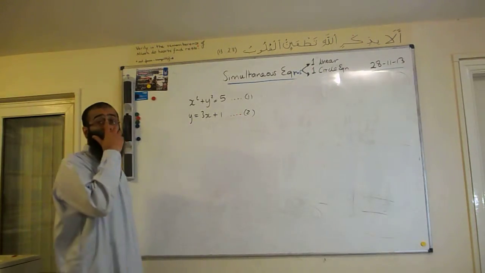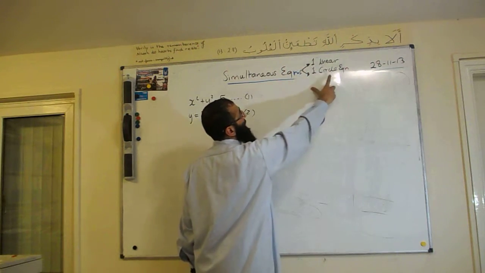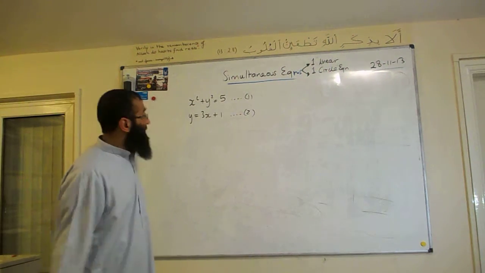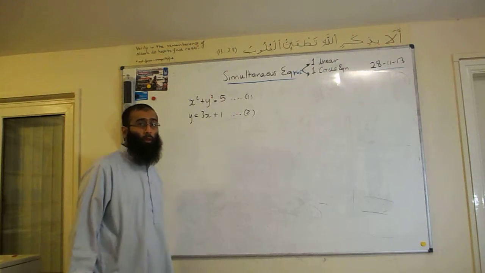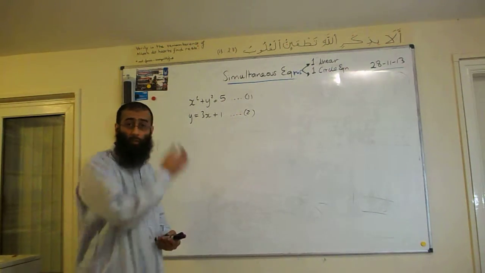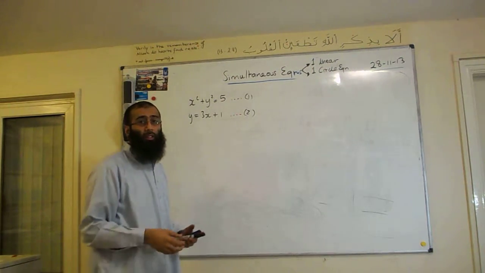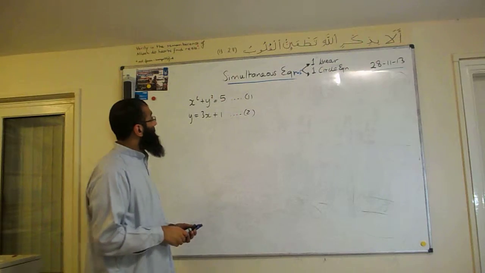Welcome back. This is Simultaneous Equations. Today we're looking at one linear and one circle equation. I'm doing this lesson on behalf of my class in school, level S6. I hope this helps your understanding of how we do what we call in class type 4 simultaneous equations.